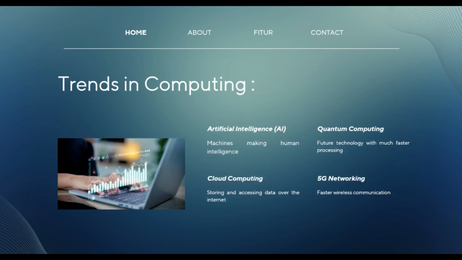Trends in computing. Artificial intelligence, quantum computing, cloud computing, 5G network. These all are the trends of computers. Artificial intelligence, machines mimicking human intelligence. In quantum computing, future technology with much faster processing. 5G network, faster wireless communications.